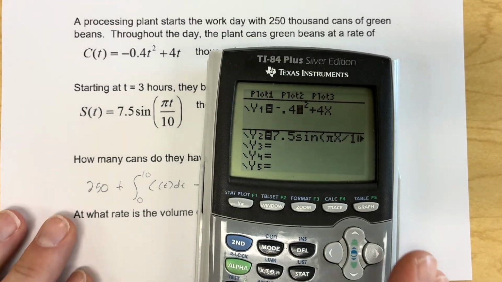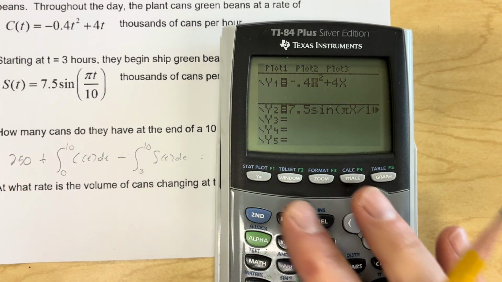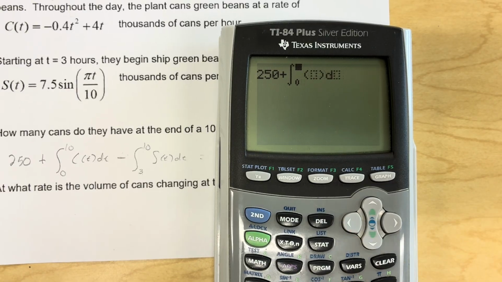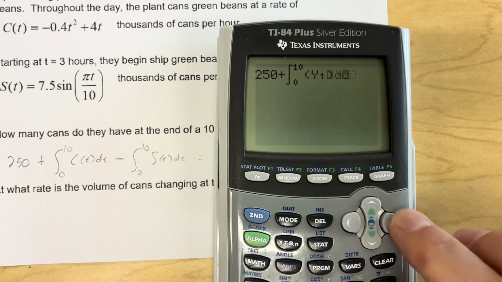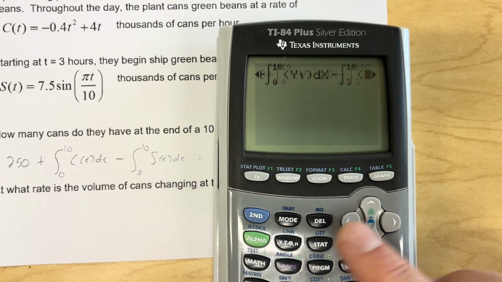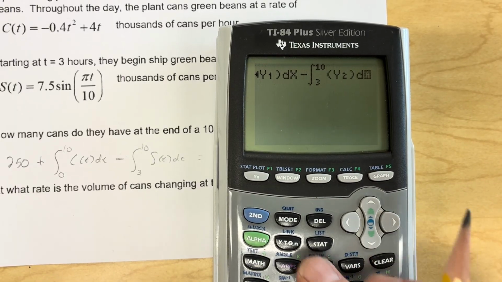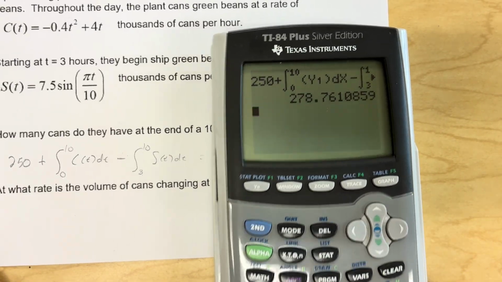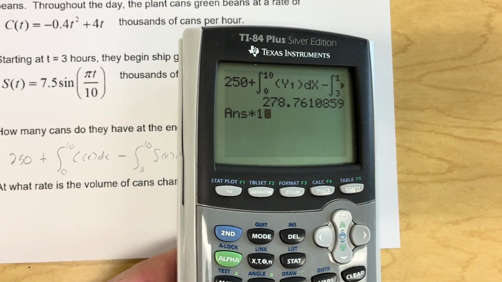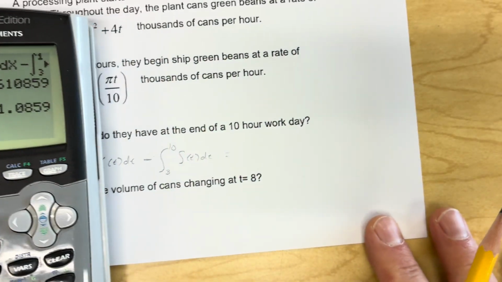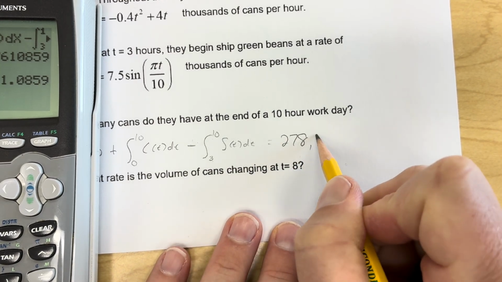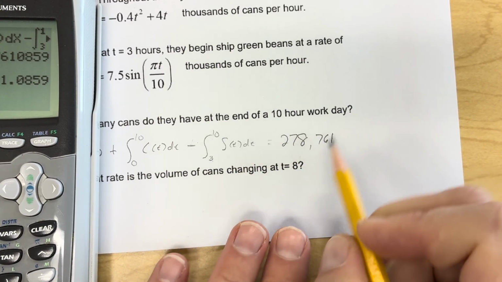Now I have those stored into y1 and y2. On my calculator, we go 250 plus math 9 from 0 to 10, that was the y1 equation, minus math 9 from 3 to 10, and this was the y2 equation. Hit enter, and we get 278.761, but again, these are in thousands, so if I multiply by 1,000, we get 278,761 cans. We'll round to the nearest can there.